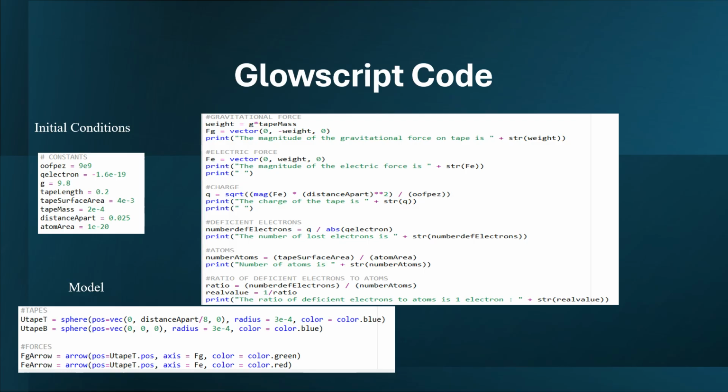This is the GlowScript code that was used for the experiment. As you can see, the initial conditions are on the left side here. They include Coulomb's constant, the charge of an electron, the force of gravity, the length of the tape, the surface area of the tape, the mass of the tape, the distance that the tape moved during the experiment, and the area of an atom. The code in the center is the main code that was used to make all of the calculations. The code on the bottom is the code that was used to model the equations that we used.